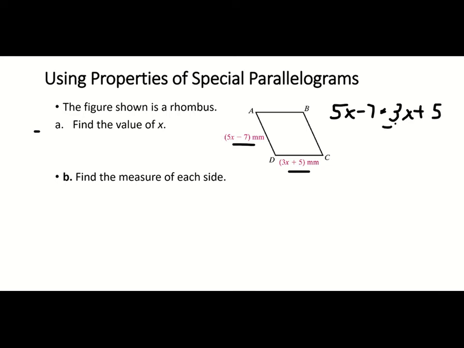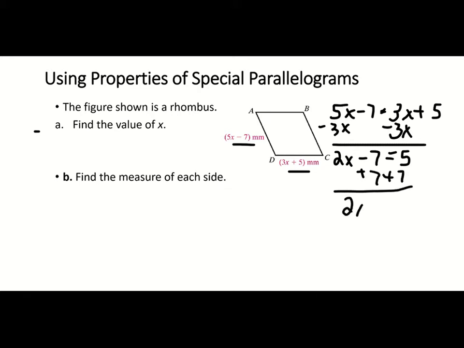I'm going to subtract 3x from both sides. We'll end up with 2x minus 7 equals 5. I will add 7 to both sides. So I get 2x equals 12. Divide by 2, and x is going to be 6.